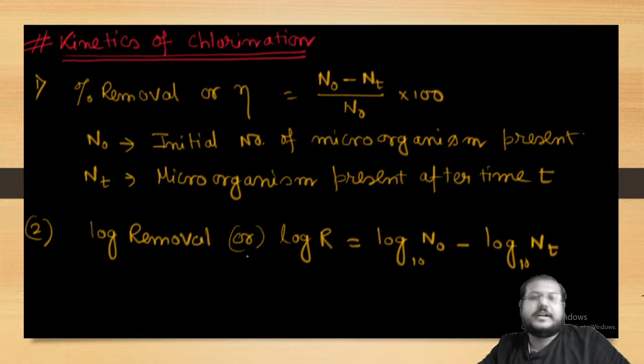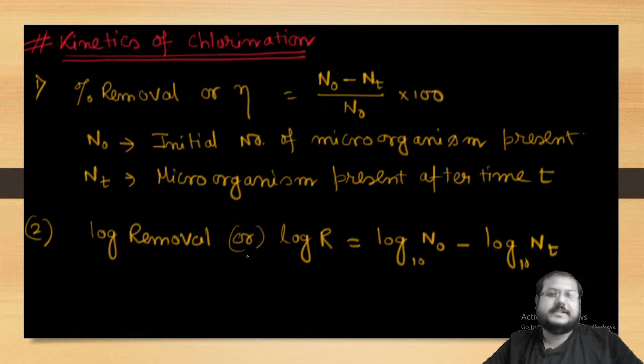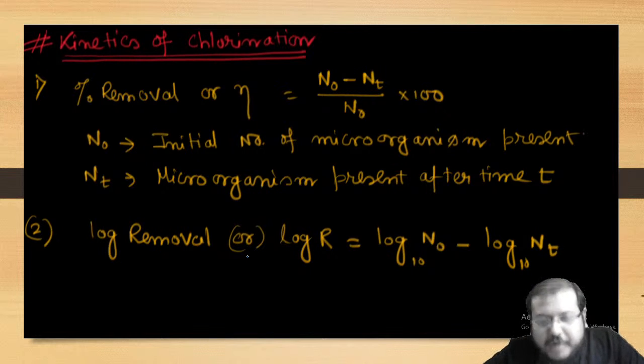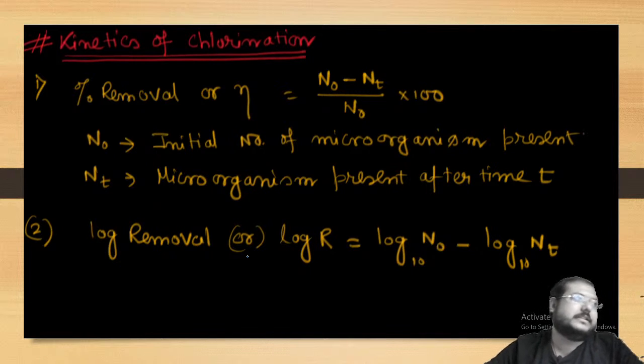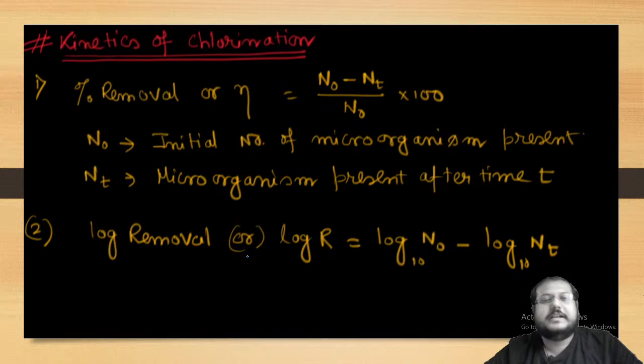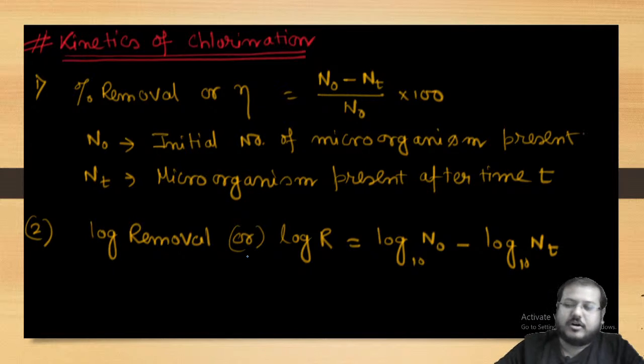Now you're going for the different kinetics of chlorination, where percentage removal efficiency is defined by (N naught minus Nt) by N naught into 100, where N naught is the initial number of microorganisms present and Nt is the number of microorganisms present after time t. Another way to represent the removal is log removal, or log R, which is log 10 base N naught minus log 10 base Nt.